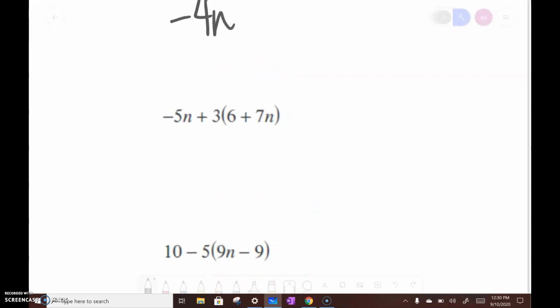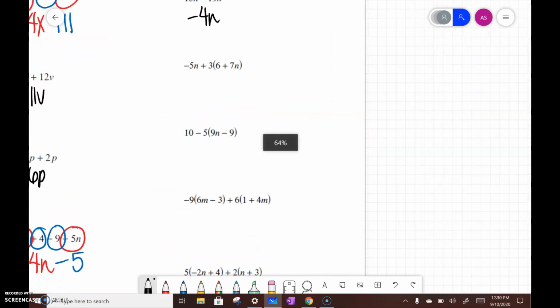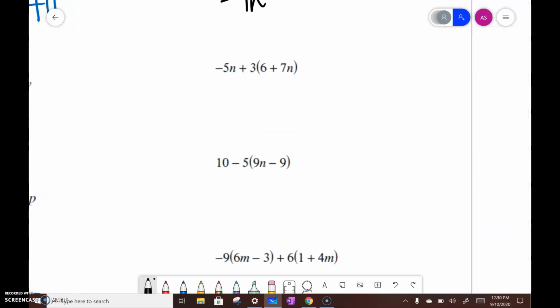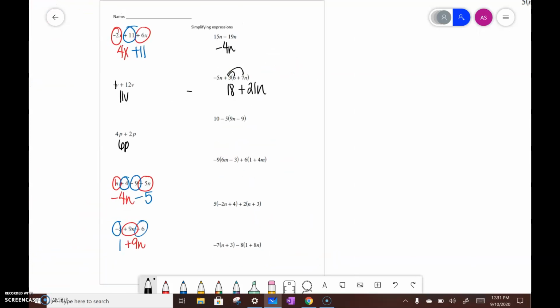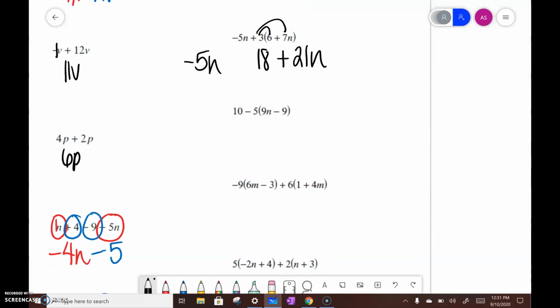Okay, so this one here gets a little fun. We have some distributive property. So we're going to look at distributing this 3. This is positive 3 because it's a plus sign in front. Okay, so I have 3 times 6, which is 18. I have 3 times 7n, which is 21n. And I'm going to go ahead and bring down our negative 5n. Okay, that 18 was positive, so I'm going to go ahead and write in that plus sign.